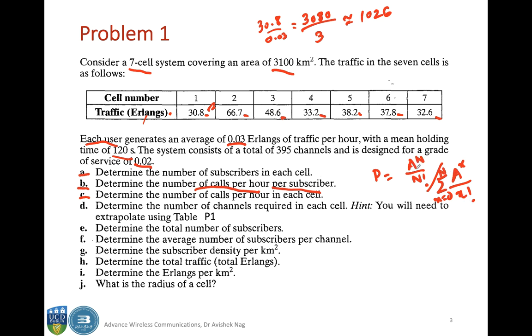So in this case your A is known, you have found it out from part C, the number of calls per hour in each cell. Your P is given, which is 0.02, so you have to find out N basically. To do that, it's not easy to just find N from this formula. So always you have to use the Erlang formula table to find that.